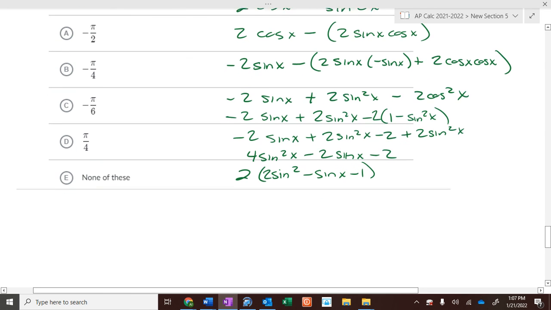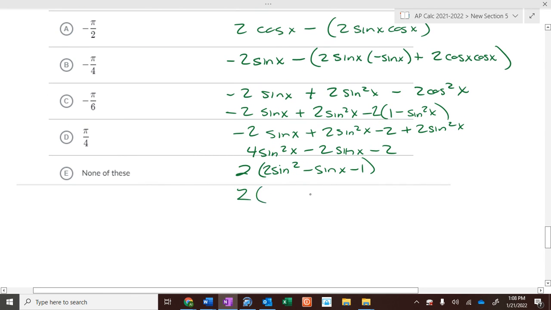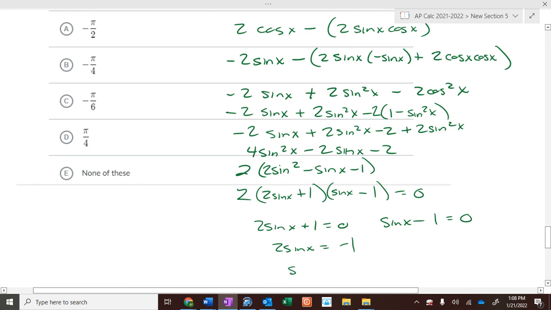How does that factor? 2 sine of x and sine of x. What makes plus 1 minus 1? Because you get negative, and then plus makes a negative, equals 0. So 2 sine of x plus 1 equals 0. Sine of x minus 1 equals 0. So 2 sine of x equals negative 1. So sine of x equals negative 1/2. And sine of x equals 1.